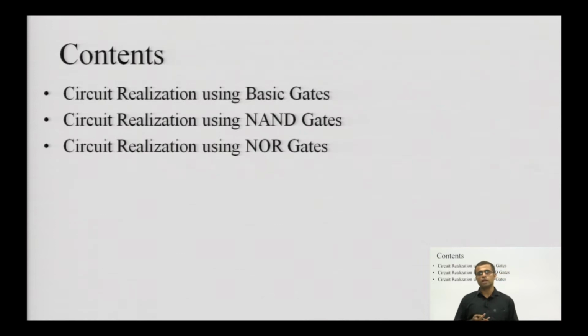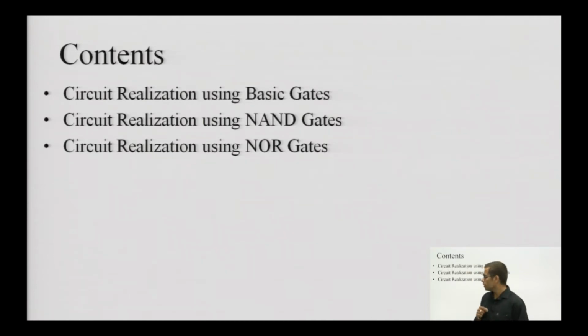In our previous lecture, we have already seen how to minimize Boolean expressions. We first covered minimization using Boolean laws, then Boolean expression minimization using Karnaugh maps, and then the third method, the tabulation method. All these three methods provide me a minimized expression. Now, that minimized expression has to be converted into a circuit for practical implementation.